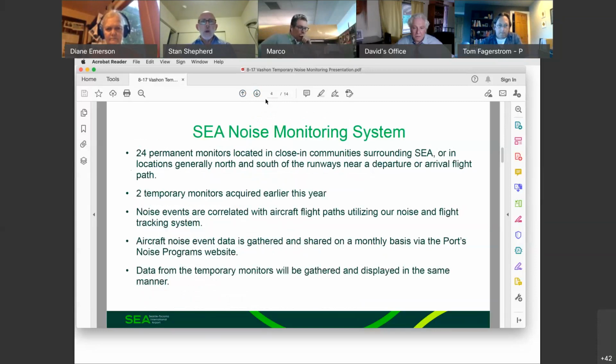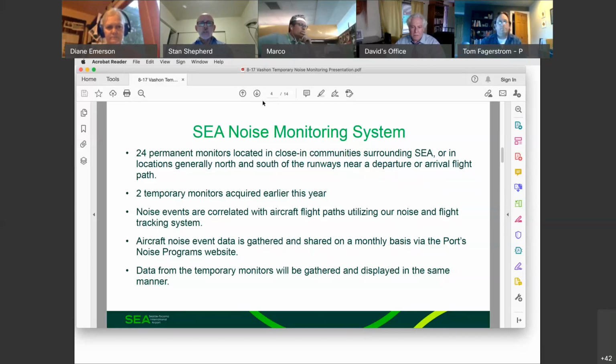All right, the SeaTac noise monitoring system. We've had a noise monitoring system around the airport for a number of years, 24 permanent noise monitors located around the local communities. And they're both north and south of the runways under the departure and arrival flight paths. Our Port Commission has requested that we purchase and implement 2 temporary noise monitors, and they did that earlier this year. One of those, they slated to go on Vashon Island for 12 months. So that's what we're here to talk about, where to place that noise monitor.